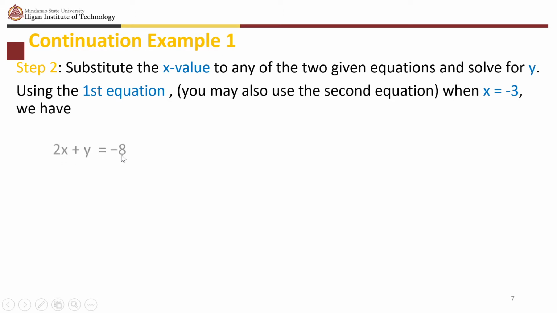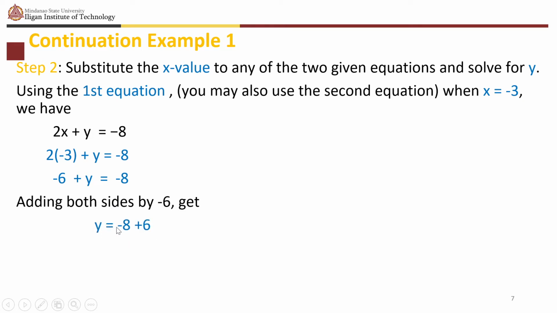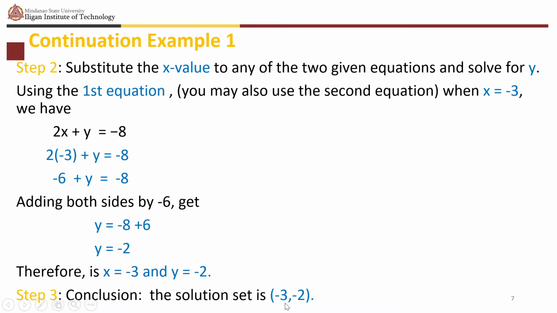So when x is equal to negative 3, what do we have? 2x plus y equals negative 8. So substitute negative 3. You now have 2 times negative 3 plus y equals negative 8. Meaning to say, when we solve this, that's simply negative 6 plus y equals negative 8. Then, adding 6 to both sides of the equation, we now have y equals negative 8 plus 6. So negative 8 plus 6 will give us y equals negative 2. Meaning to say, the solution set is actually x equals negative 3 and y equals negative 2. Rewrite this as the ordered pair (negative 3, negative 2). This is a point on your xy coordinate system.